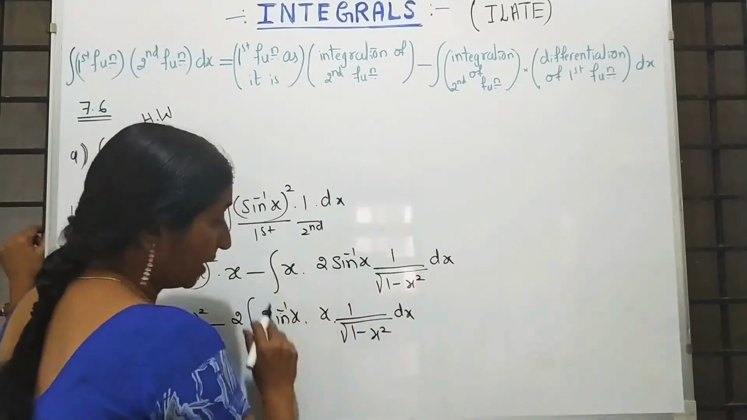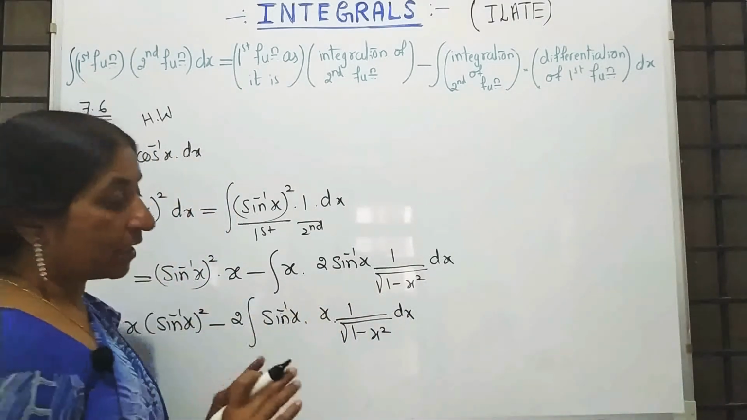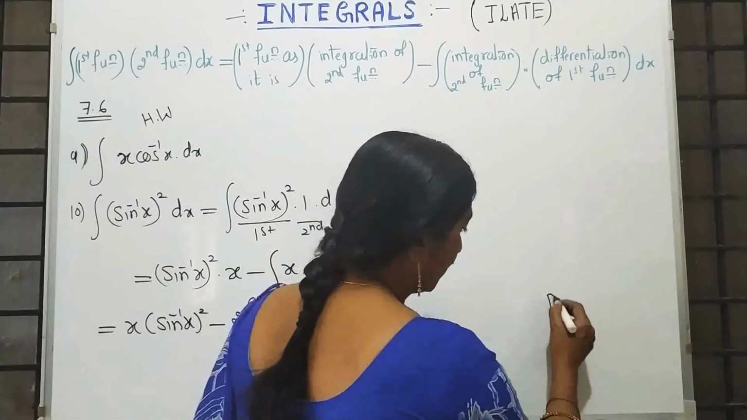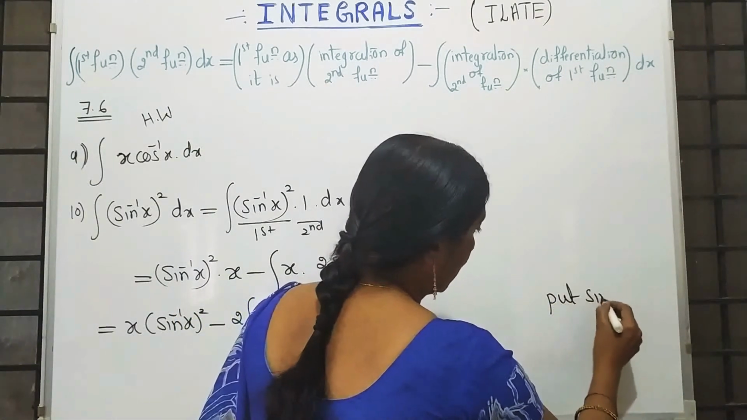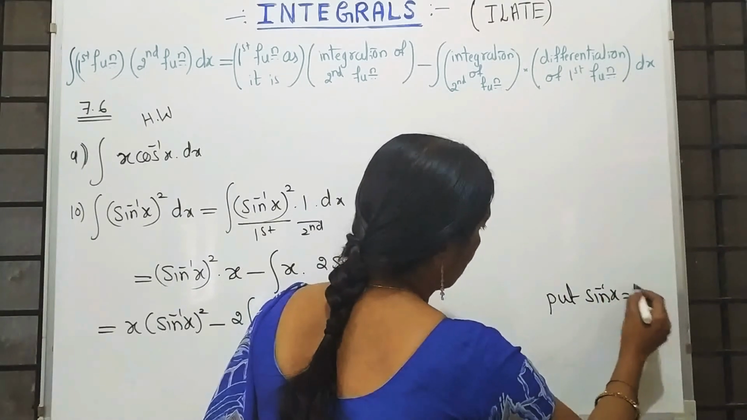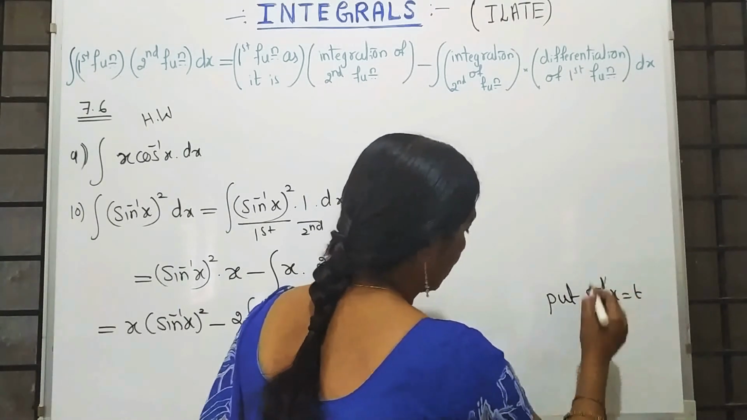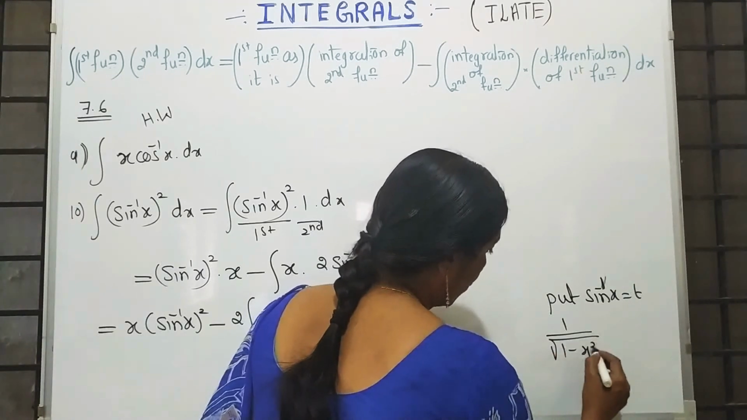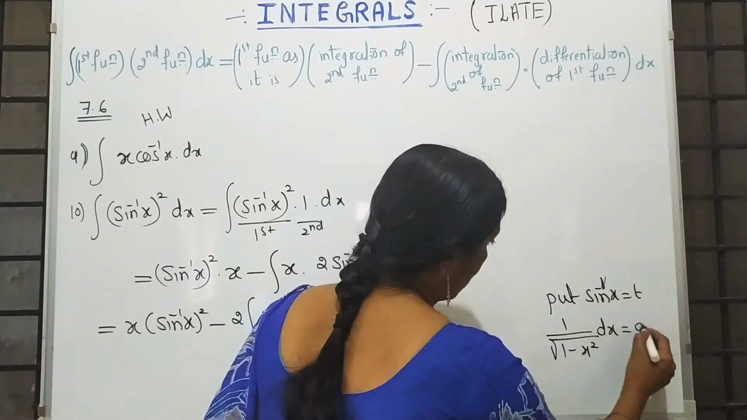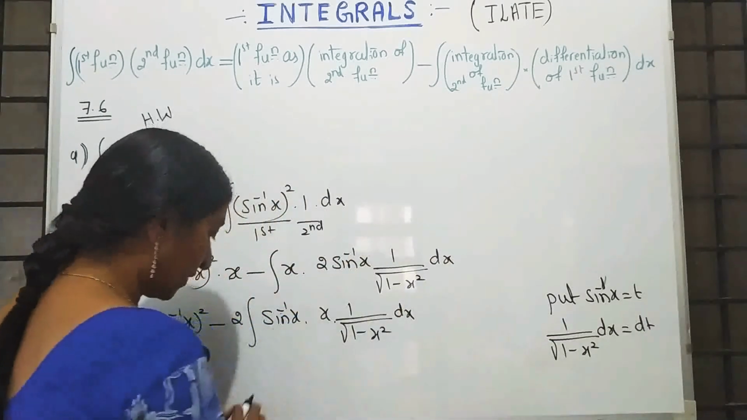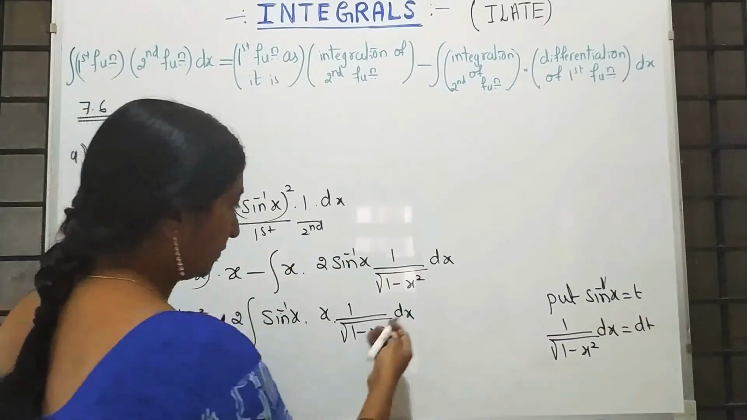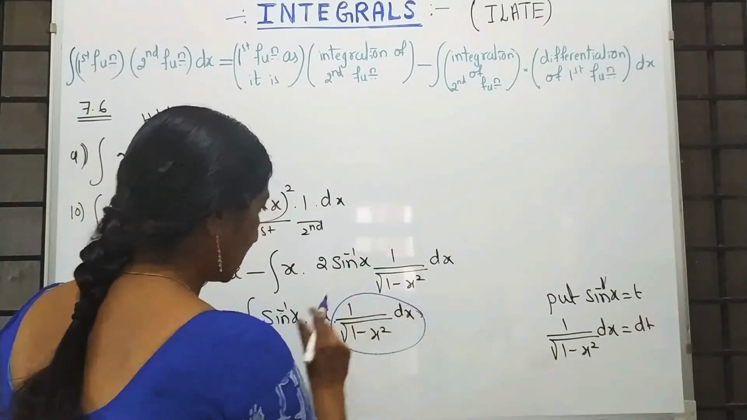For our convenience, there are 3 terms containing x, so we cannot apply by parts. Instead of that, I am writing sin inverse x as t. For our convenience, I wrote like this. Differentiation of sin inverse x is 1 upon root of 1 minus x square into dx, which is dt. See, this term, that's why I wrote like that. This term as a dt.